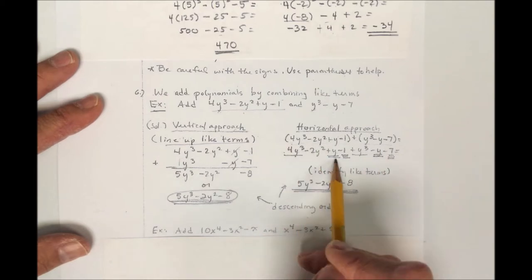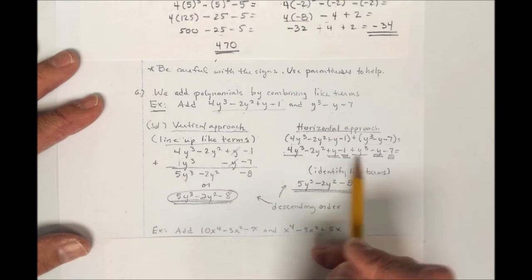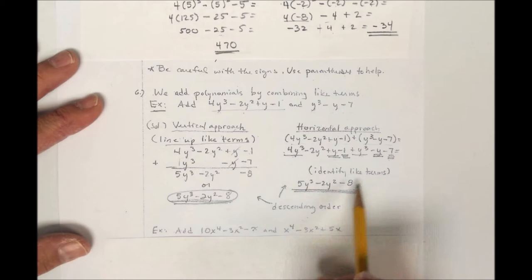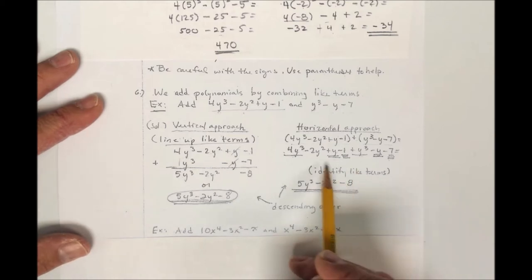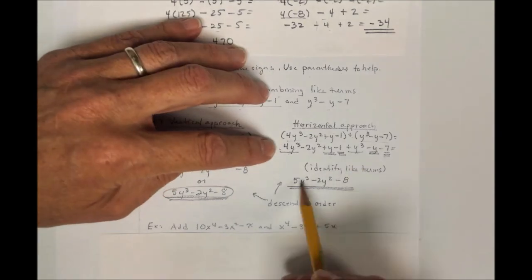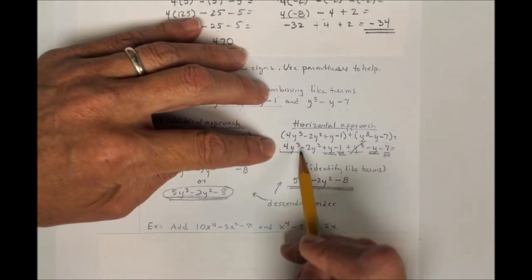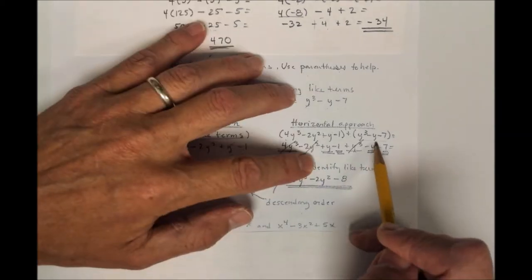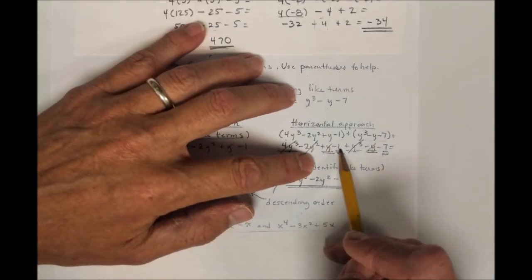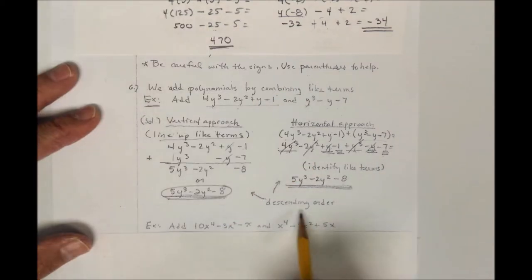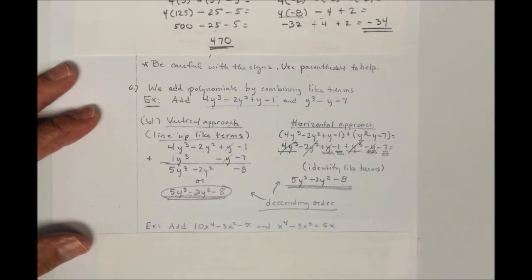Notice what I do. I underline these two with a single underline, I underline these two with double underlines, and then triple underlines. You don't have to do that, but I find it easier to keep track of everything that way. So then that's 5y to the third minus 2y squared right there. The y's cancel. And then a minus 1 and a minus 7, negative 1, negative 7, negative 8, or minus 8. And you want to write your answers in descending order, or descending degree, whenever possible.